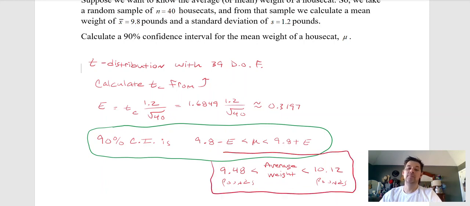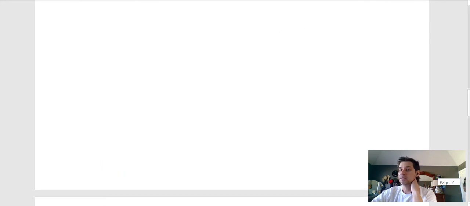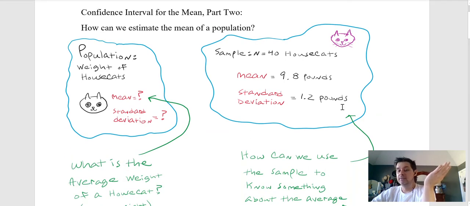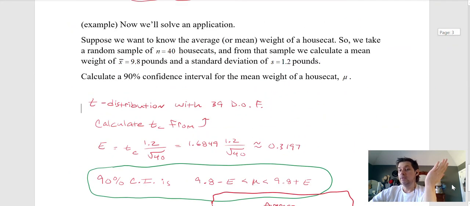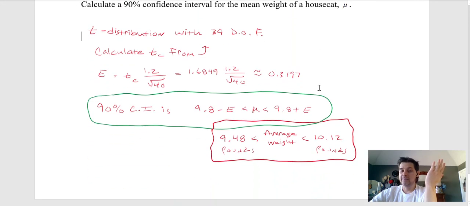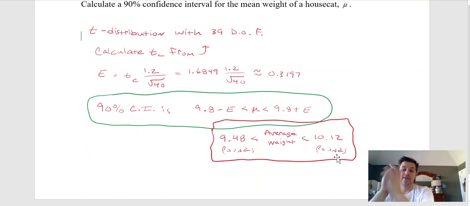Now, what does that mean? I have to say, maybe I built this up too much, because it's not possible from this to know for certain what the average weight of a house cat is. That's not the way things work in probability and statistics. Probability and statistics deal with things that we could only know with a certain percent confidence. That's why it's called a confidence interval. So I still don't know what the average weight of a house cat is, but I'm 90% sure that the average weight is somewhere between 9.48 pounds and 10.12 pounds. So at least I narrowed it down, right?